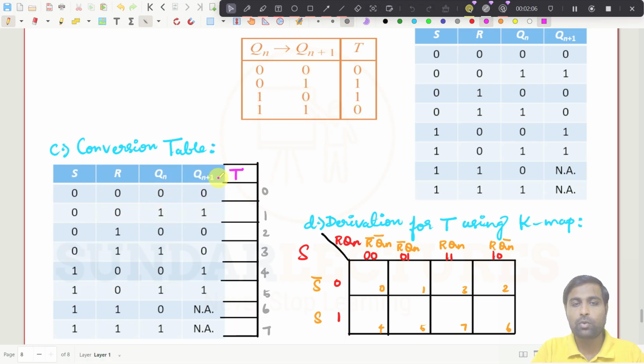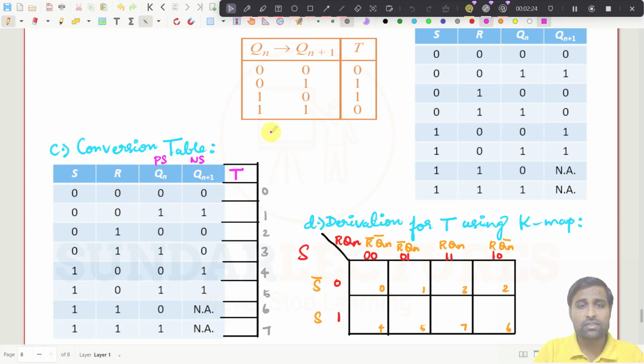You need to see Qn and Qn plus 1, and I have already told you this is the present state and this is the next state. In other slides I may use present state and next state. Please be with me: if it is Qn, then it is the present state, and if it is Qn plus 1, then it is the next state.